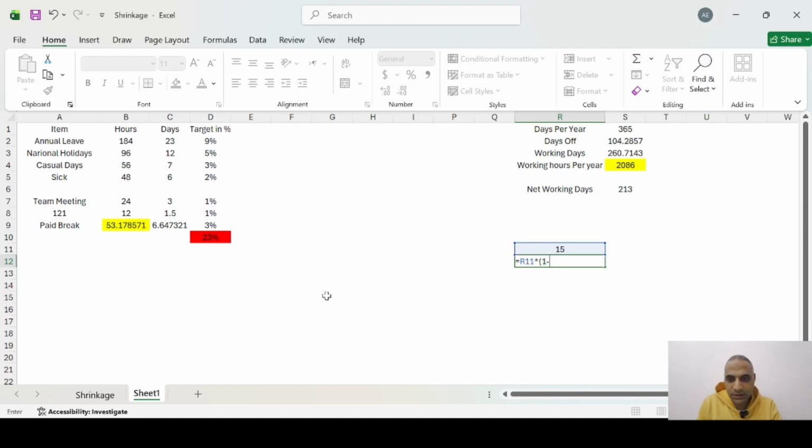So multiply 1 minus 23%, or let's close it, equal 15 divided by 1 minus 23%. So now our targeted headcount will be 19 FTE. That's the required number or figure after shrinkage.